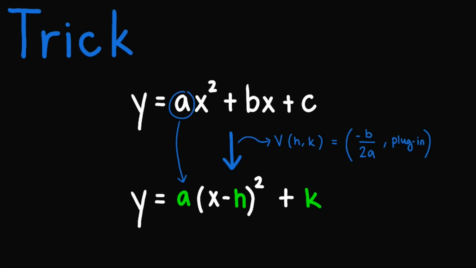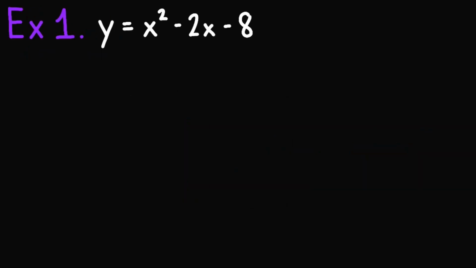To understand this better, let's have some examples, starting with the first example. So in here we are given y equals x squared minus 2x minus 8. Before we start, feel free to pause the video so that you may try this trick first on your own. Okay, good, so let's start.